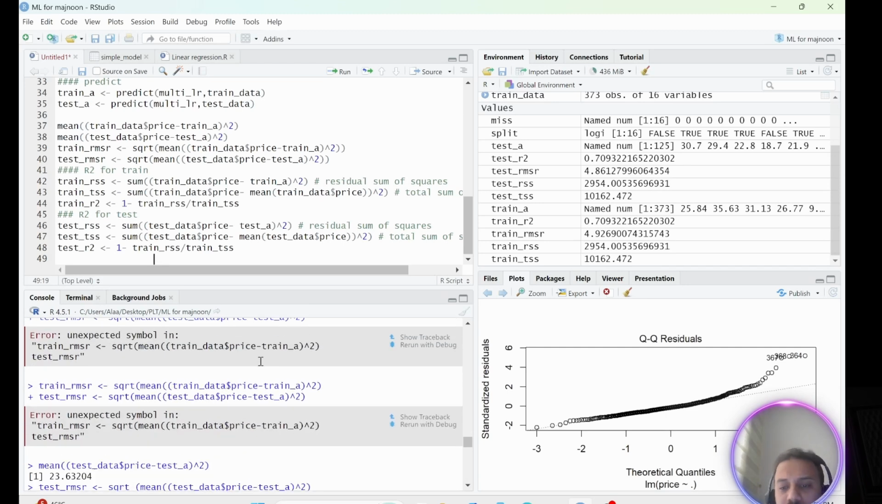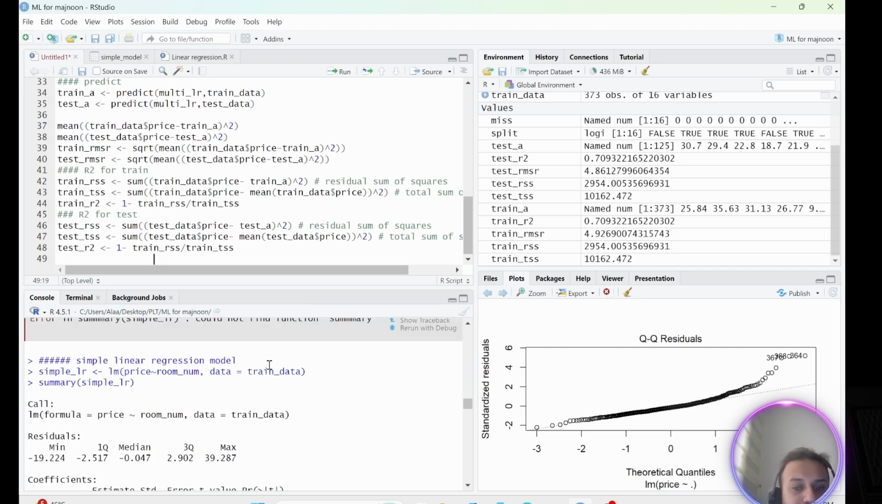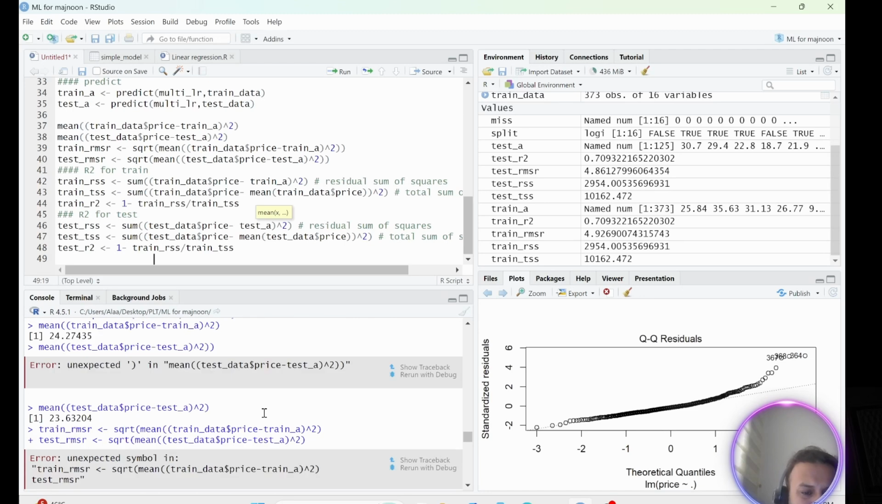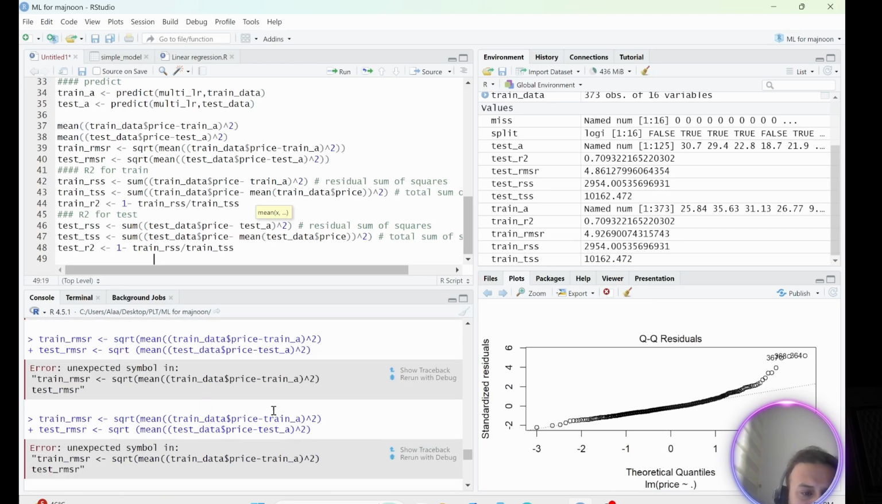So this is all you need to know about how to calculate linear regression from scratch. Please be careful when you run your linear regression, because you may face problems and then you have to solve them.